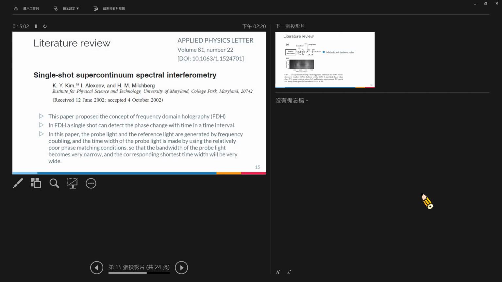Okay, and my second paper will be the single-shot supercontinuum spectral interferometer. In this paper, the probe light and the reference light are generated by frequency doubling, and the time width of the probe light is made by using relatively poor phase matching, same as the first paper, so that the bandwidth of the probe light becomes very narrow, and the corresponding shortest time width will be very wide.